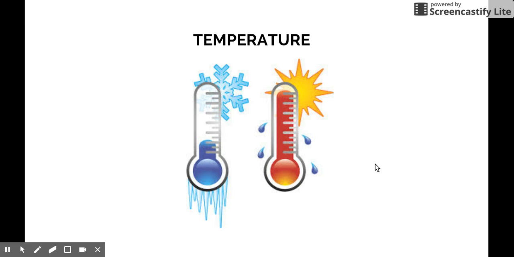Temperature. When we talk about temperature, we usually define that as the measure of the coldness and hotness of an object or a substance. That's basically it. Microscopically, temperature is really governed by the movements of the particles, whatever state of matter that is.